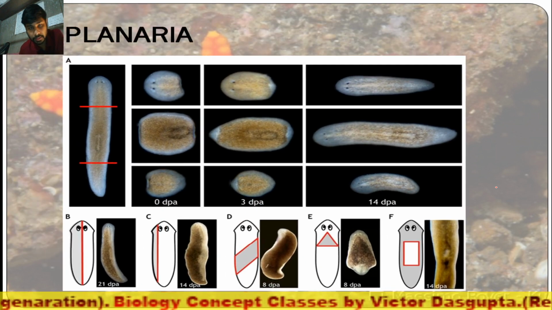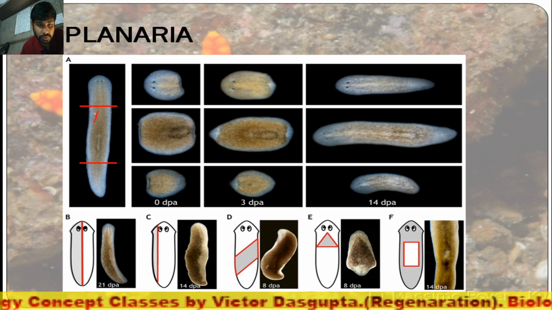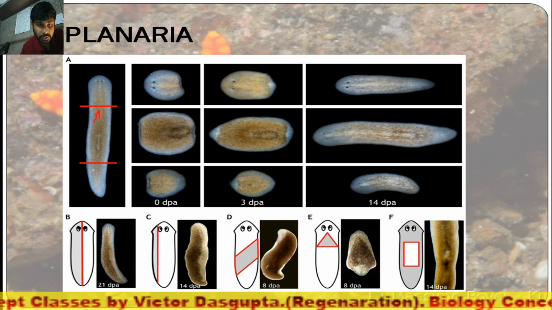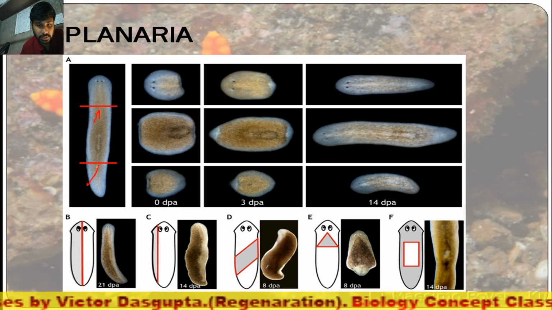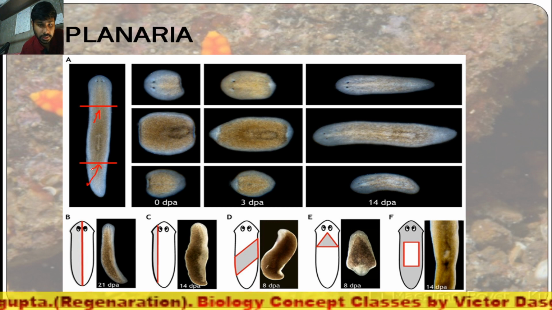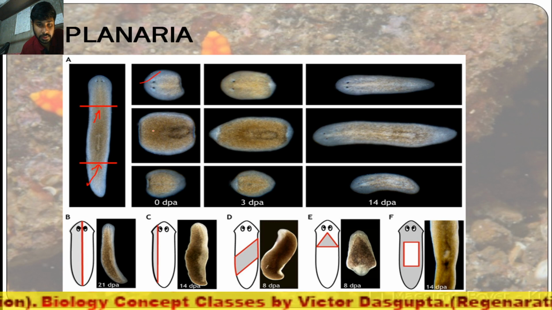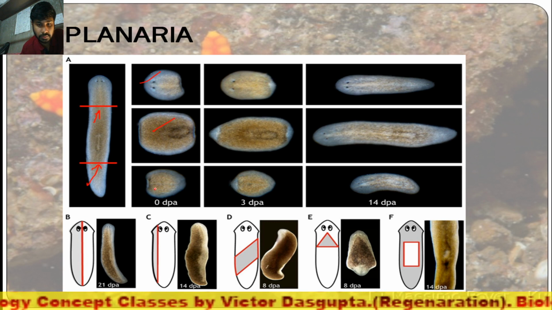Next we will see the case of Planaria. Here again these are the amputated areas. This is one amputated area, and there is another. That means ultimately it is going to give us three sections. We are considering three sections here: first, second, and the third one, at day 0.